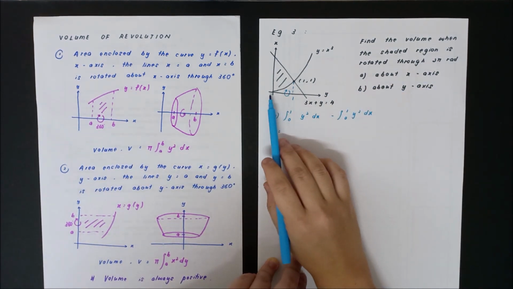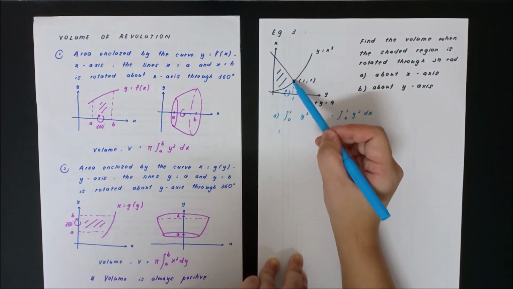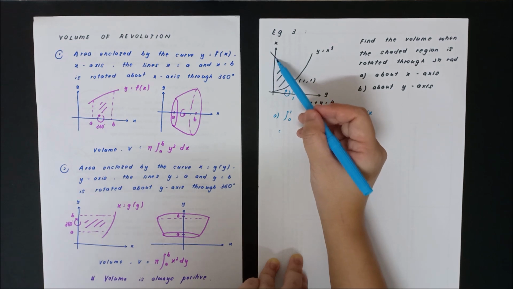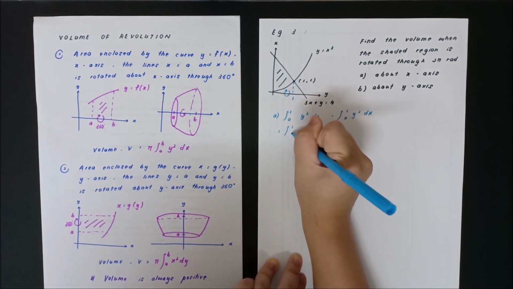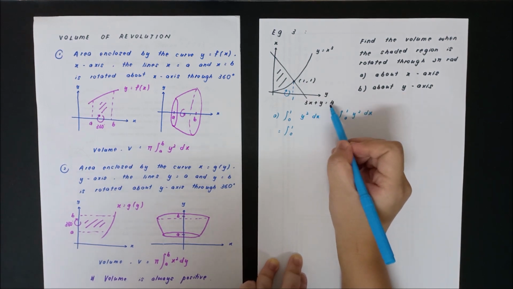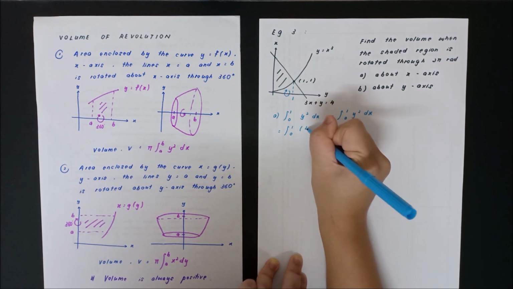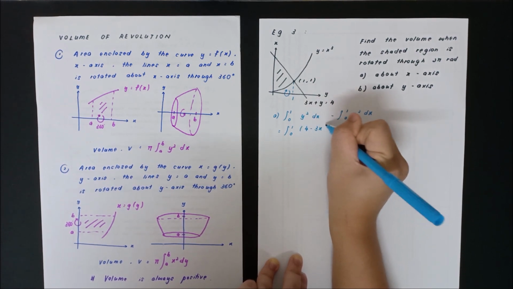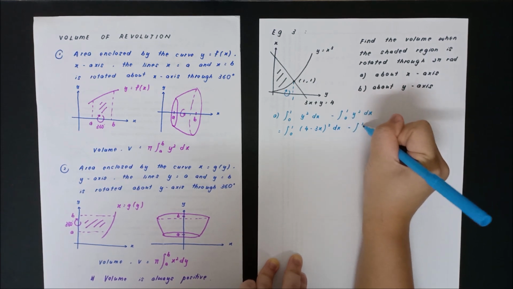Okay, so both are from 0 to 1. The first one, which is the bigger volume, is produced by this straight line. So what is our y squared? Since 3x plus y equals 4, y equals 4 minus 3x. So we have the integral from 0 to 1 of (4 minus 3x) squared dx.